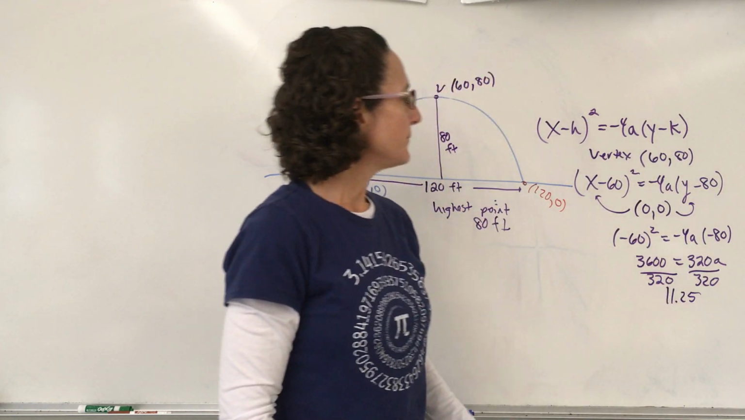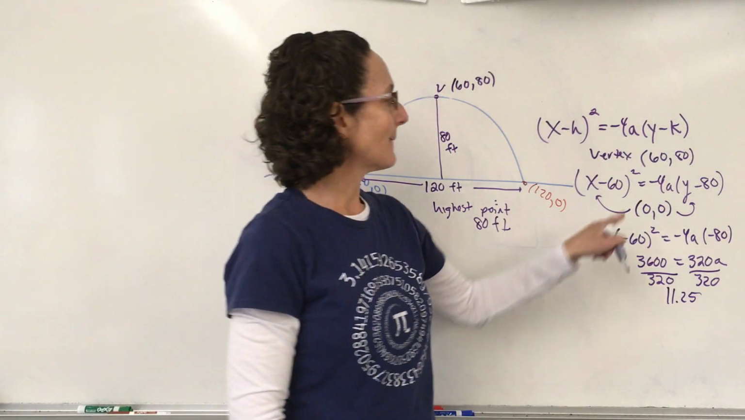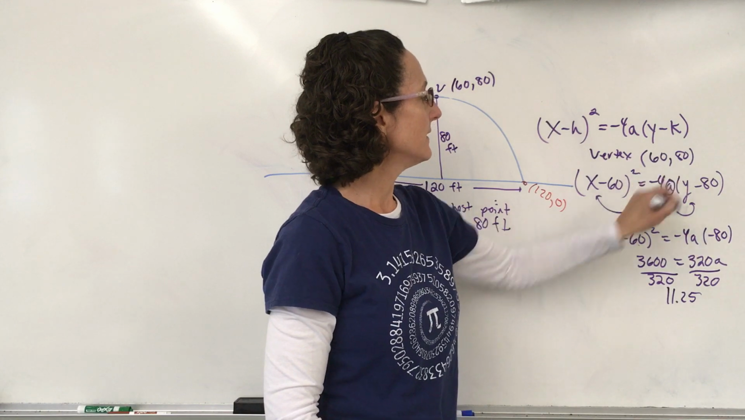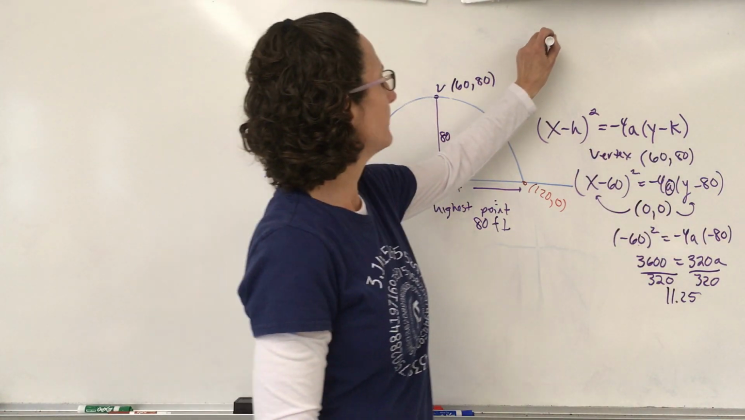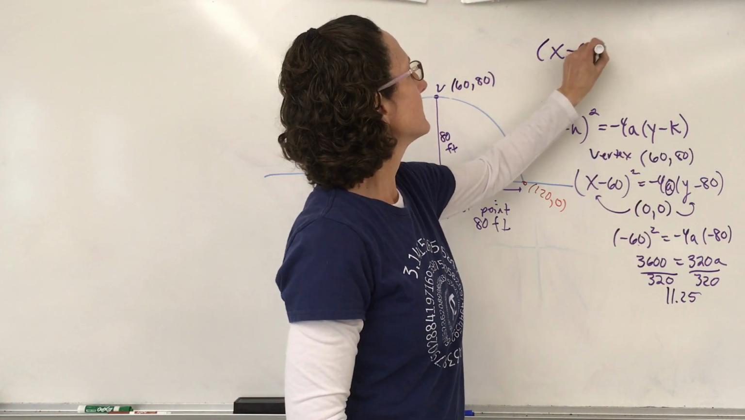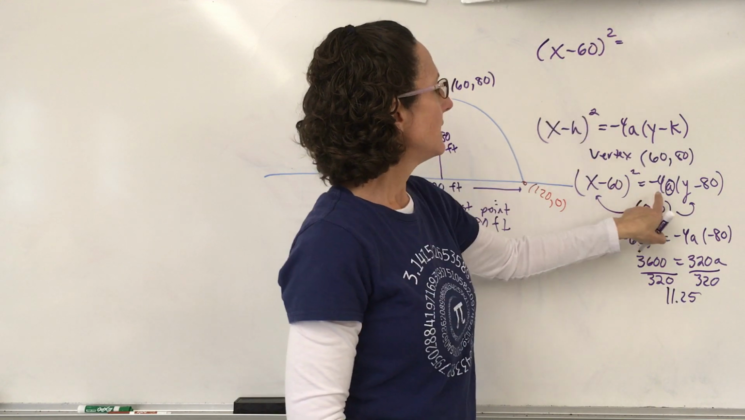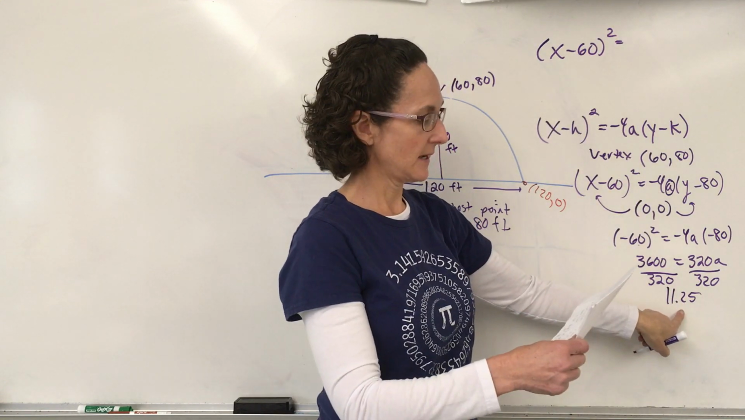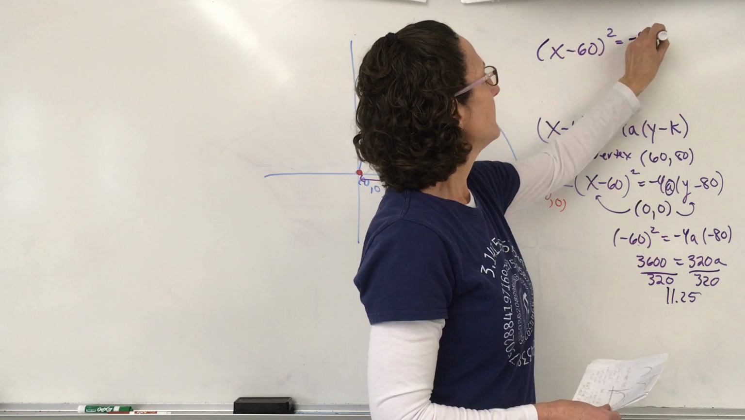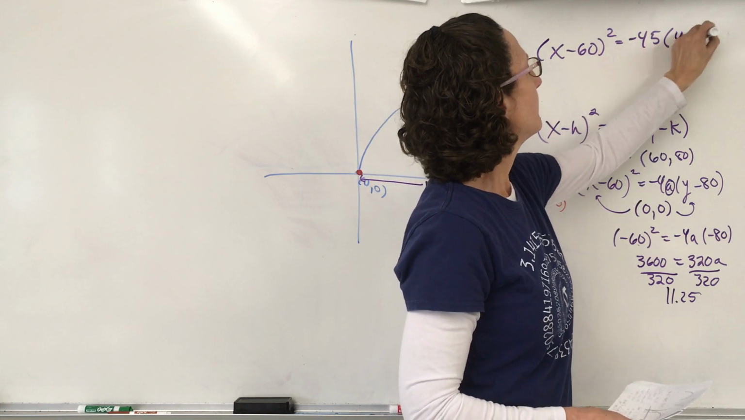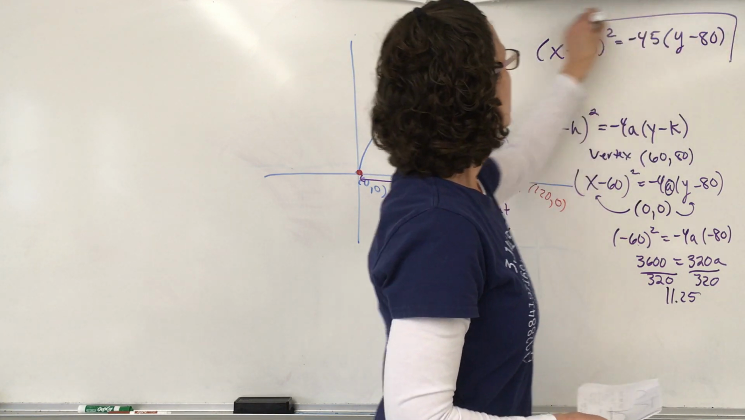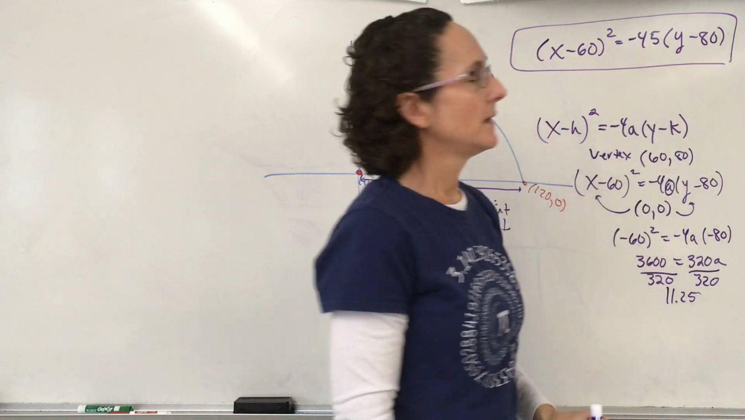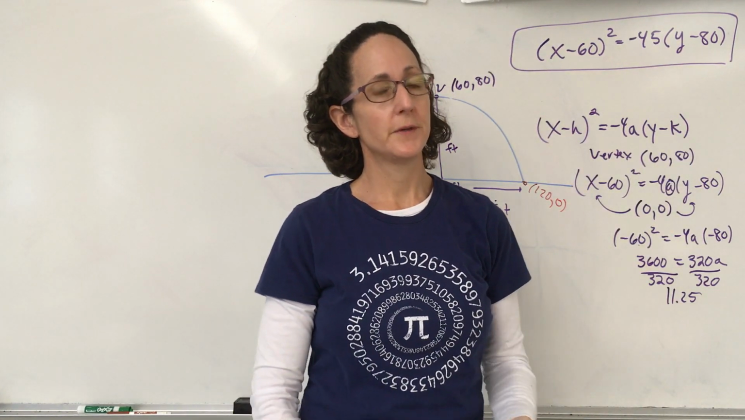Okay, so in order to have an equation, you need to plug that back into here, so right there. And so my equation, I'll just write it up here, is (x - 60)² = -4 times a, which is -45, and then you get (y - 80). Okay. All right. So hopefully you understood that.